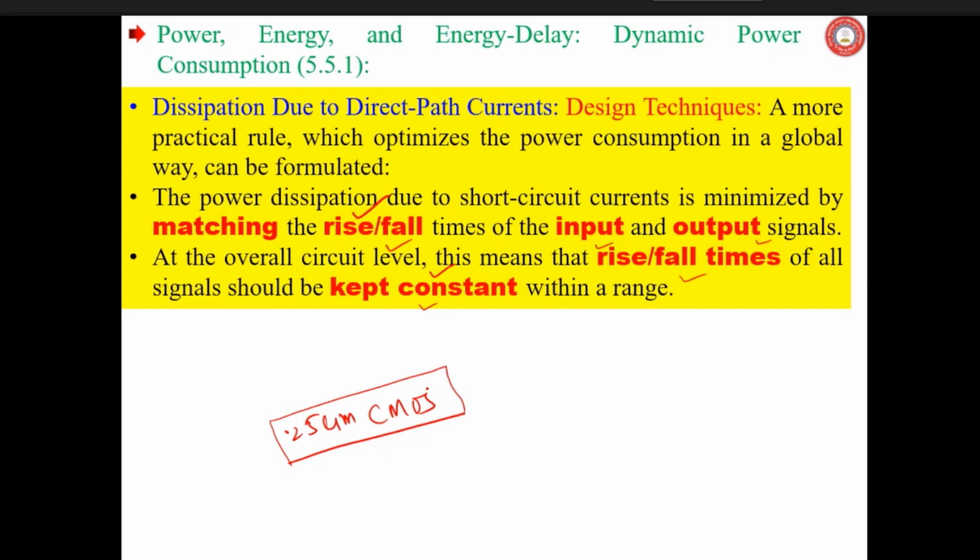Sir, the threshold VM should be VDD by 2. VM equals to VDD by 2. Very nice. Sizing wise, this is the VM you are going to do. Sizing wise, how in this technology generation? W by L equals to 3.4. Yes, very good. So this is what we have to do so that direct path power or short circuit power is minimized.